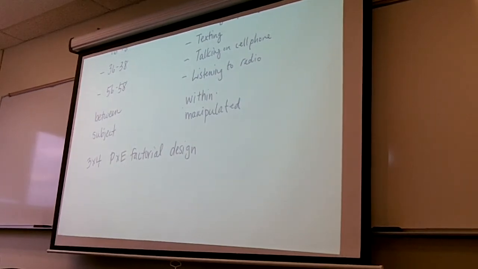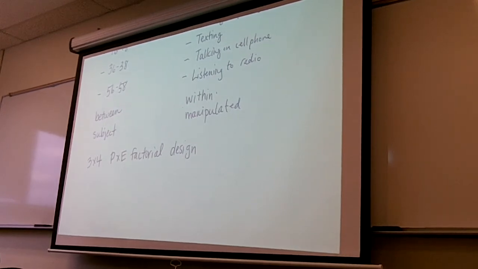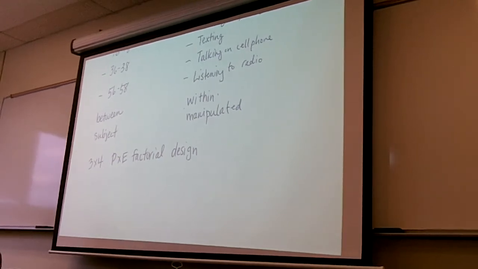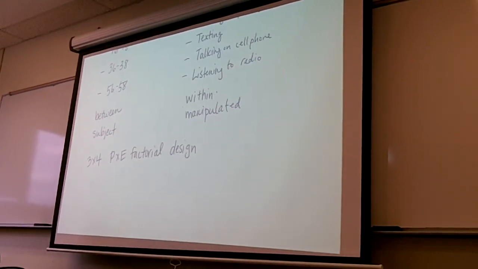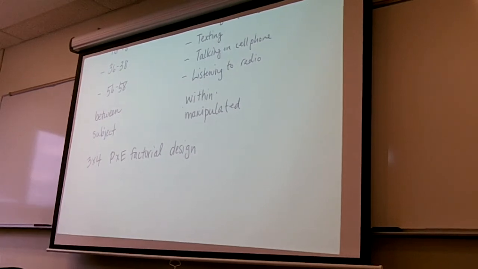You will not get this handout for your test. It's a good thing to put a little adorable mini version of it on your note card. But don't make it so small you can't follow the arrows. I've had students say, I can't read what I wrote. So come up with a good way to make this mini for your note card if you can't remember everything that's on it. Okay, we have a 3 by 4 P by E factorial design.